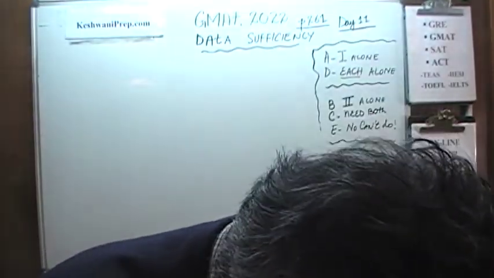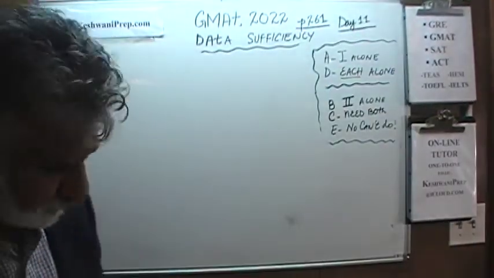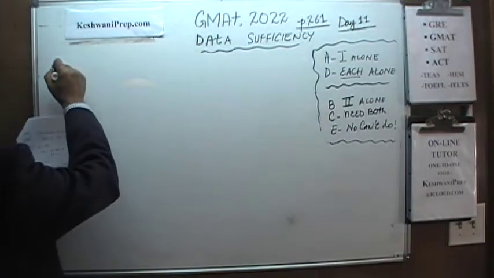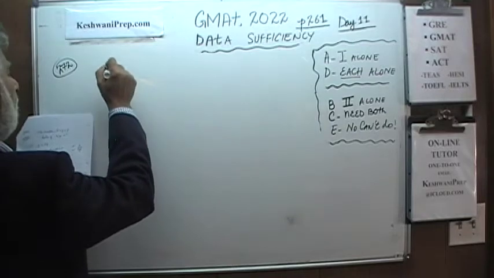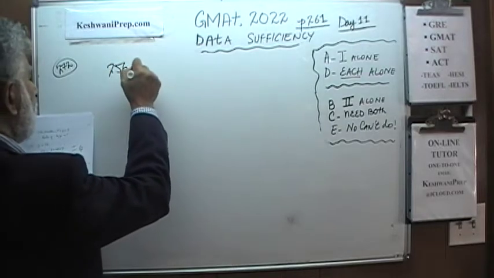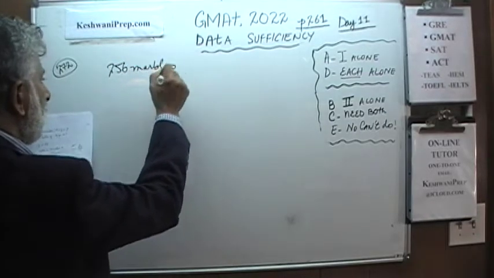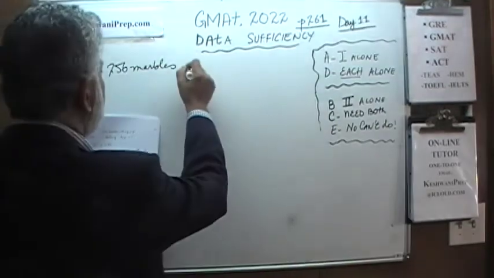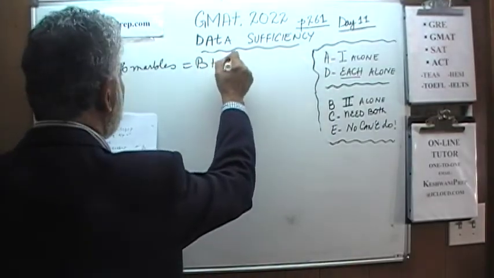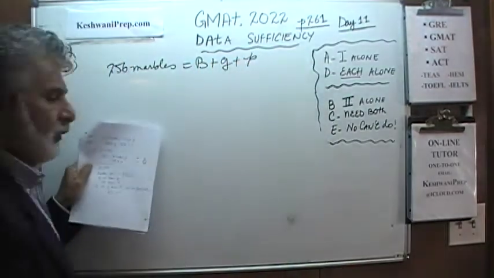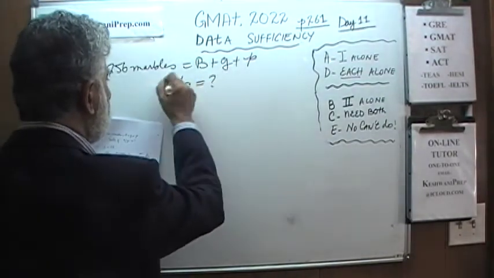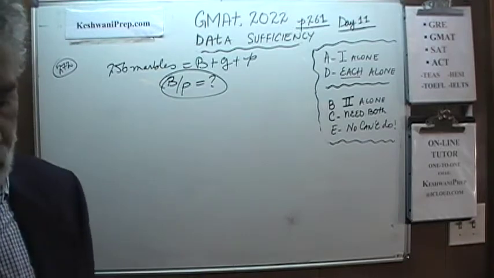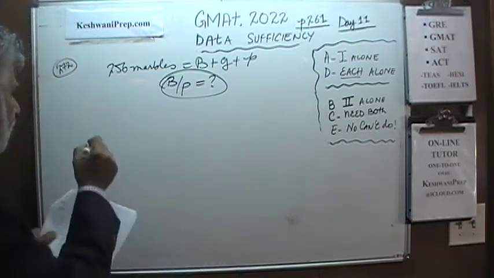272 on the next page. Let's see what we can do. Two tells us that we have 256 marbles, and we are told that the marbles are either blue, green, or purple. And what we want to find out is the ratio of blue to purple. That's what we want to find out. Let's see what they tell us.